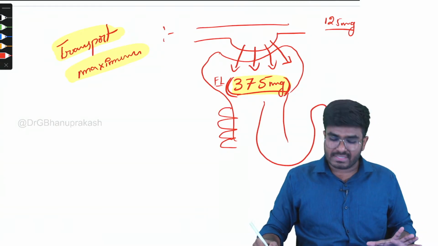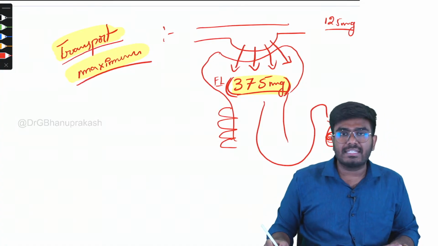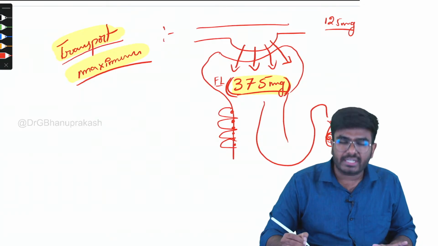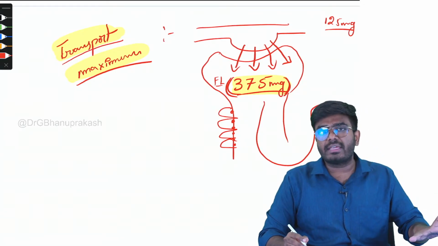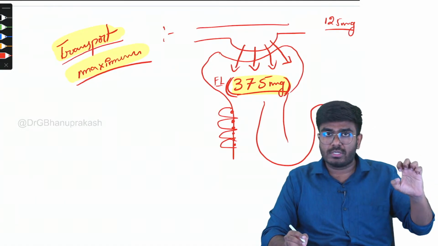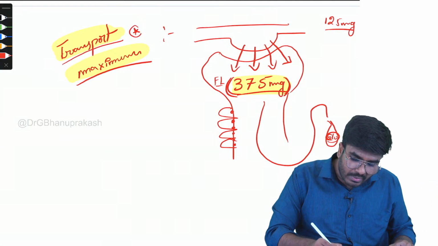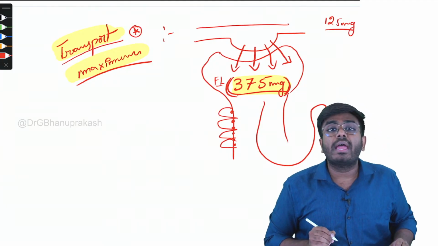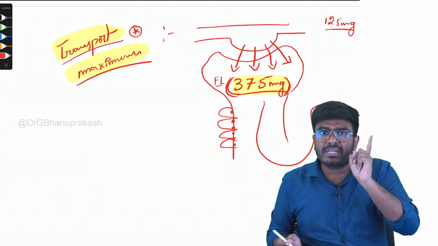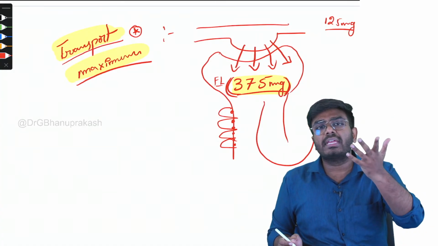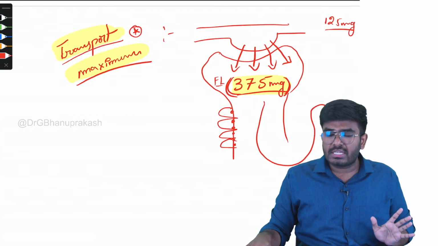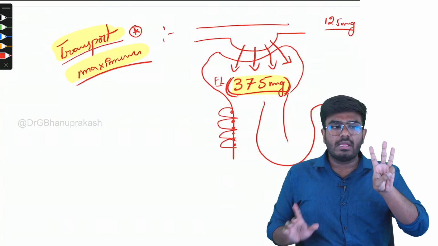So what is this? This is called transport maximum. Why? Because all the transporters are saturated. Okay, all the transporters are working, so there are no more transporters available to reabsorb the glucose. So what is the transport maximum value? 375 milligrams. Okay, after 375 milligrams, is there any reabsorption happening? Further reabsorption cannot happen.